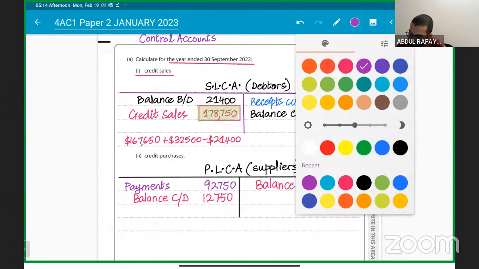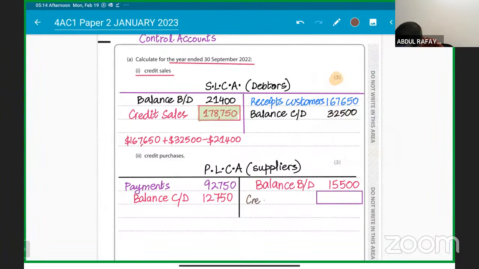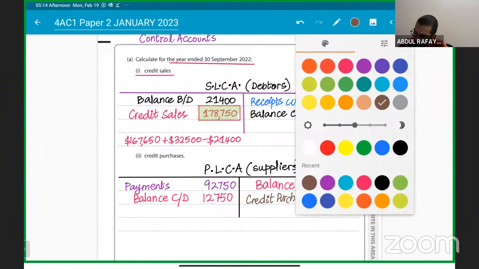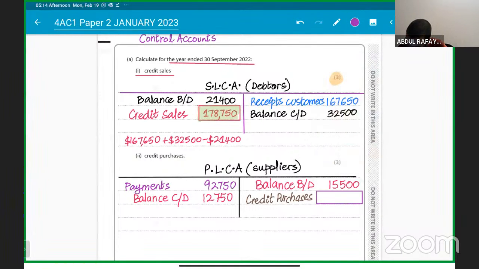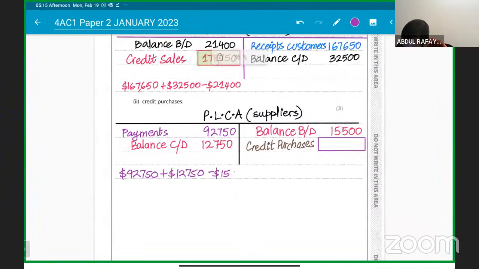We have got the balancing of credit purchases. That is basically coming here, credit purchases, the balancing figure, and you can work it out below as well by saying that it will be 92,750 plus 12,750 minus 15,500, and I will get the final answer. Okay, understood? Getting it clear?